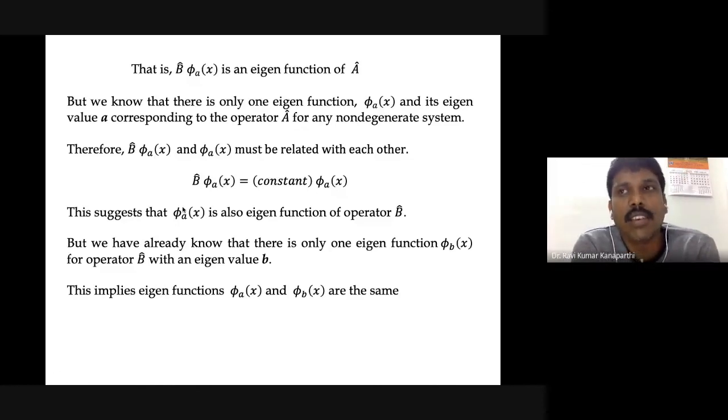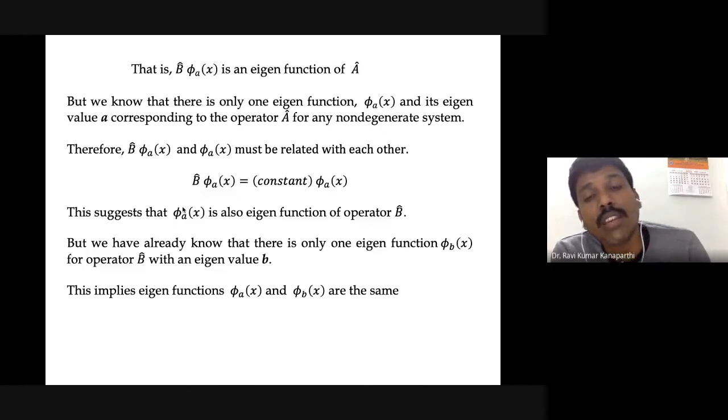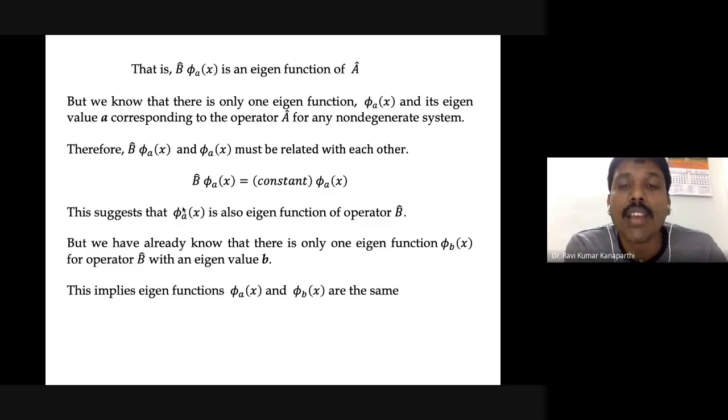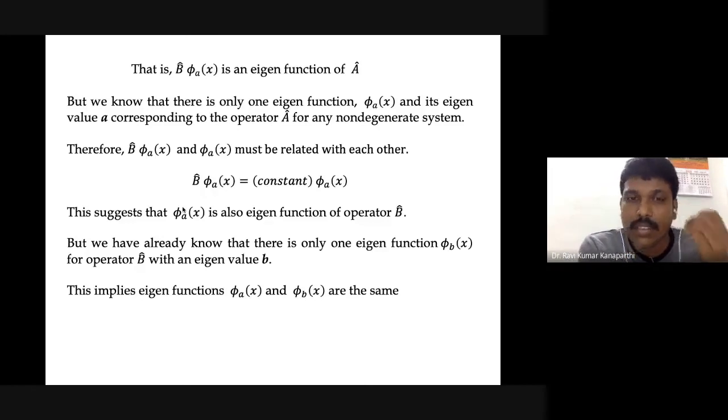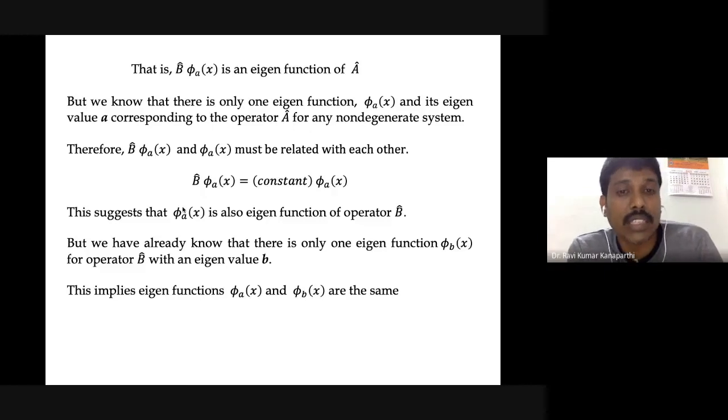Again, the operator B, when it is operating, you can see the way it is written now. When B is operating upon phi a of x, we are getting some constant multiplied by phi a of x. Again, this is an eigenrelation. It gives an impression that phi a of x is also an eigenfunction of operator B.